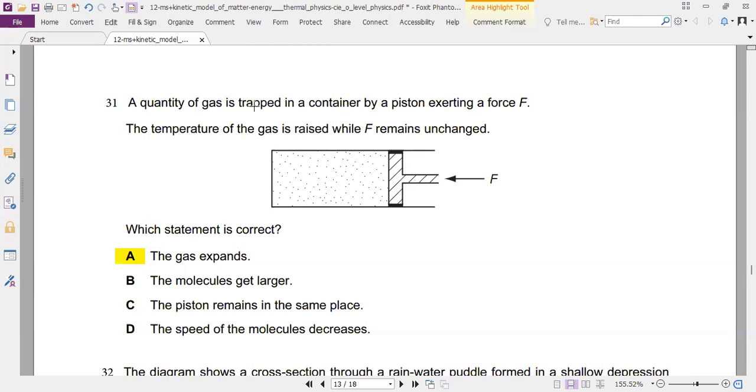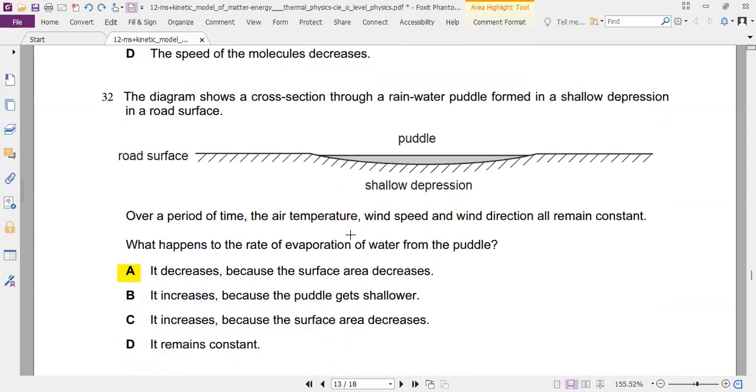31. The pressure does not change, and so if the pressure does not change and the temperature is increased, it will increase the volume. That is simple because at constant pressure, the volume and temperature are directly proportional. 32.